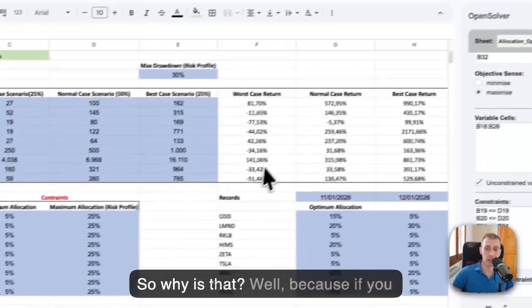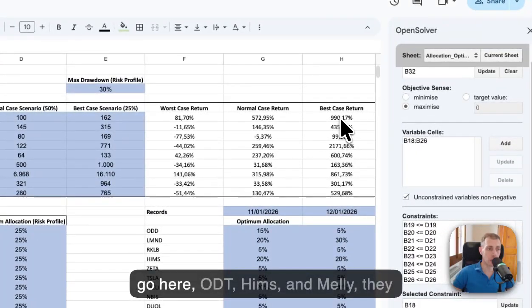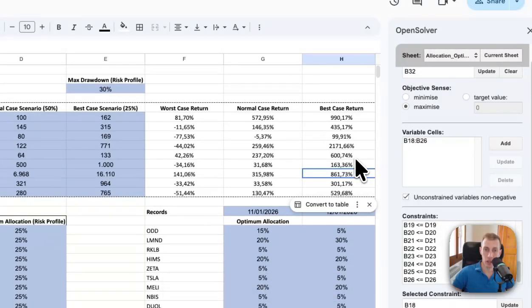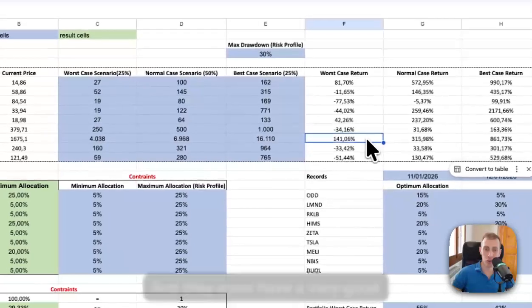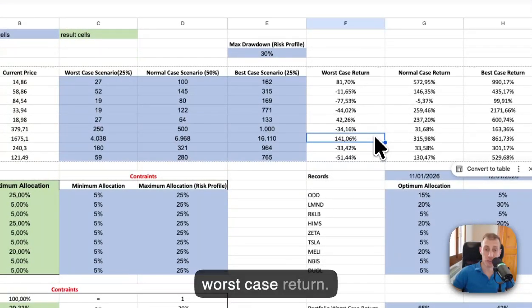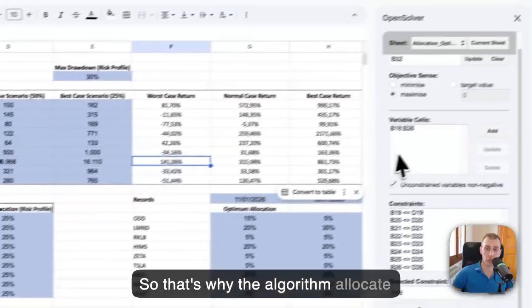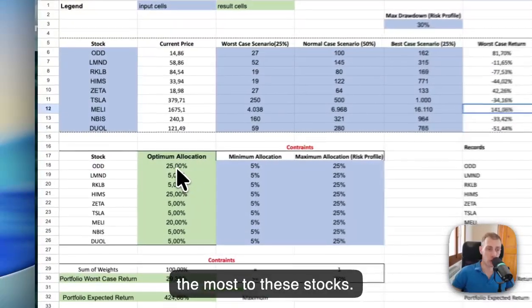So why is that? Well, because if you go here, Oddity, HIMS, and Meli are those with likely the greatest best case return. And they even have a very good worst case return. So these are ideal because they are very asymmetric. In the worst case, you make a little money. In the best case, you make a lot of money. So that's why the algorithm allocates the most to these stocks.